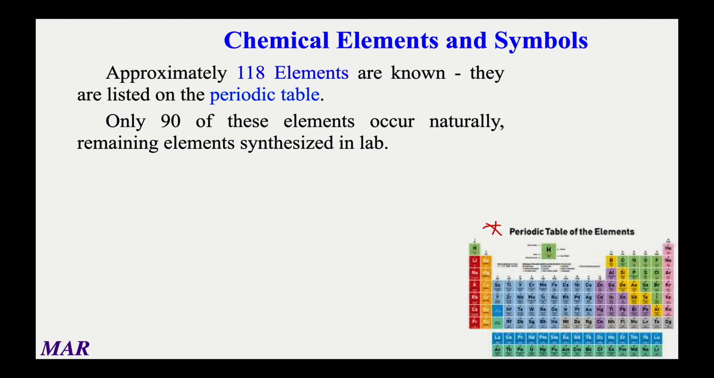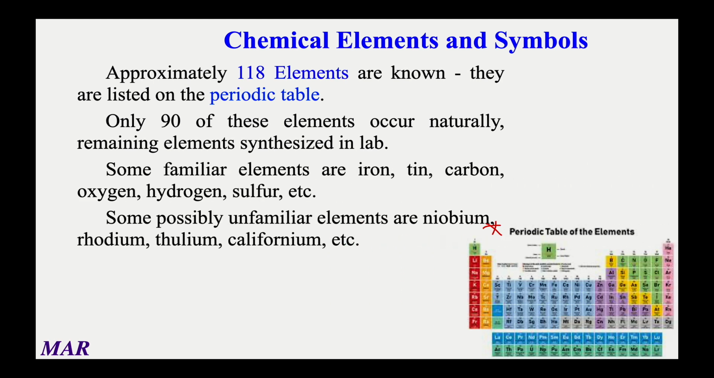Actually, that might even be too high. But anyway, not all of them you can go down to Fred Meyer's and buy. Okay, some of them have to be made in very special circumstances, and they don't last long. Some of them are really familiar to you, I'm sure. So like iron, tin, carbon, oxygen, hydrogen, sulfur, mercury, thallium. I don't know which ones you've heard before, but a lot of them are pretty relevant to our life. On the other hand, there's a lot of them that you may or may not have heard before. So niobium, rhodium, thulium, californium, and a whole bunch of other ones. We'll talk about those, of course, as we go through the class.